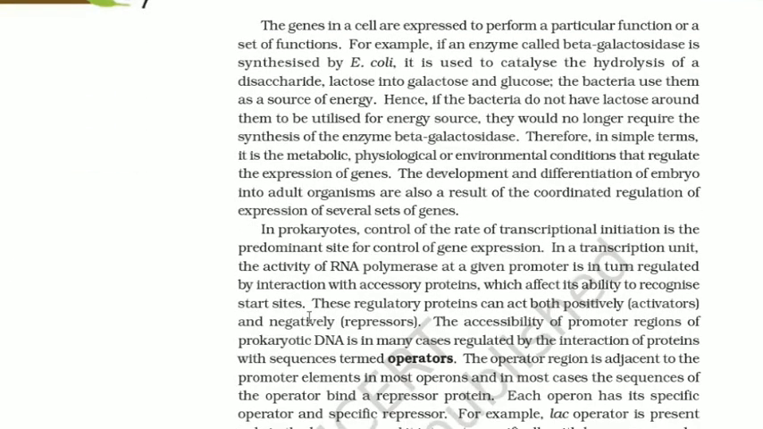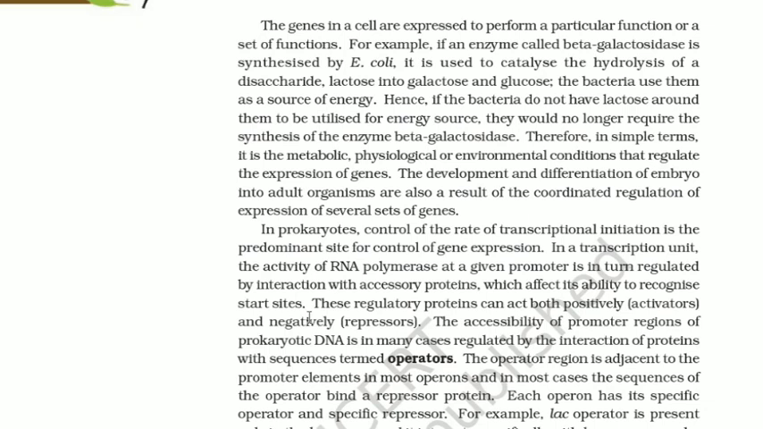The genes in a cell are expressed to perform a particular function or a set of functions. For example, if an enzyme called beta-galactosidase is synthesized by E. coli, it is used to catalyze the hydrolysis of a disaccharide, lactose, into galactose and glucose. The bacteria use them as a source of energy. Hence, if the bacteria do not have lactose around them to be utilized as an energy source, they would no longer require the synthesis of the enzyme beta-galactosidase. Therefore, in simple terms, it is the metabolic, physiological, or environmental conditions that regulate the expression of genes.